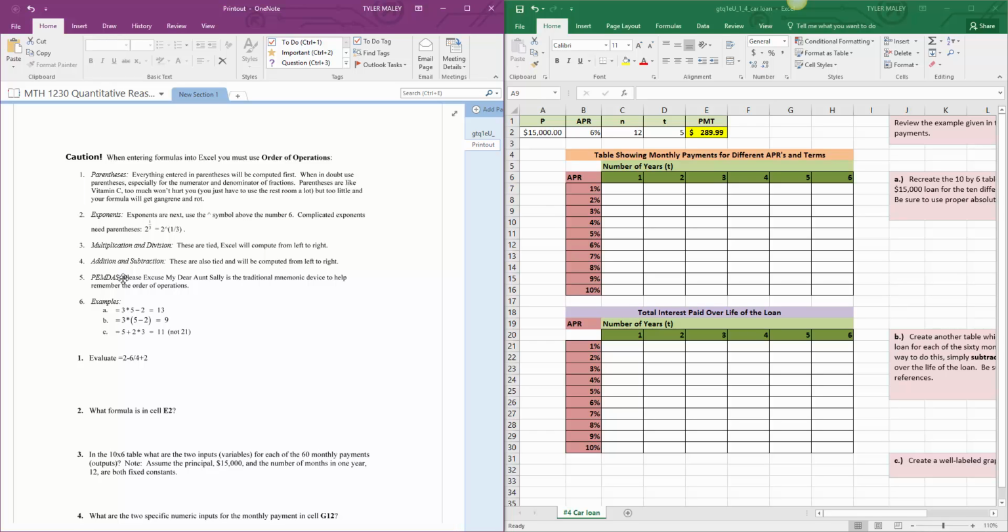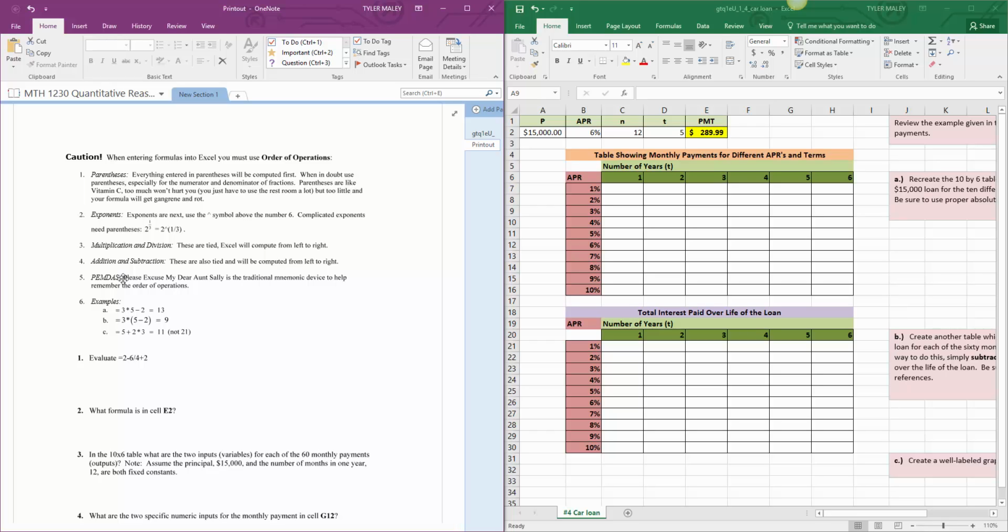So then number two, it's telling us the exponents are next, right? So after we evaluate parentheses, now we're going to do exponents. But it's reminding us that when we want to enter exponents into Excel, we use this caret symbol, which you can get if you hold down Shift and the number 6 on your keyboard, to get that symbol.